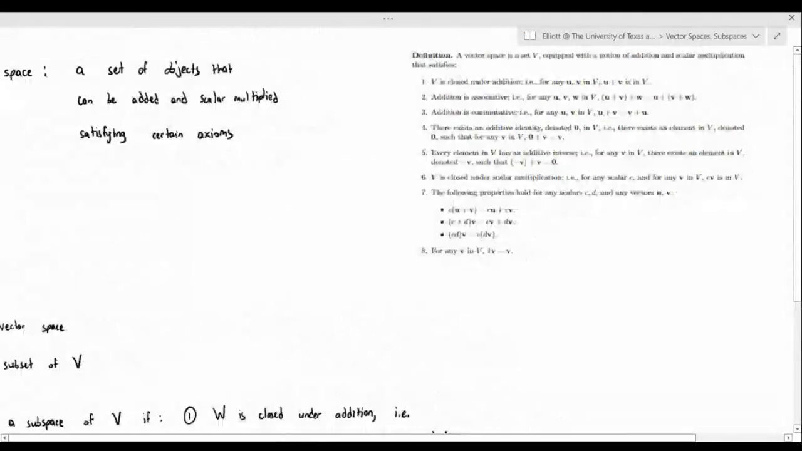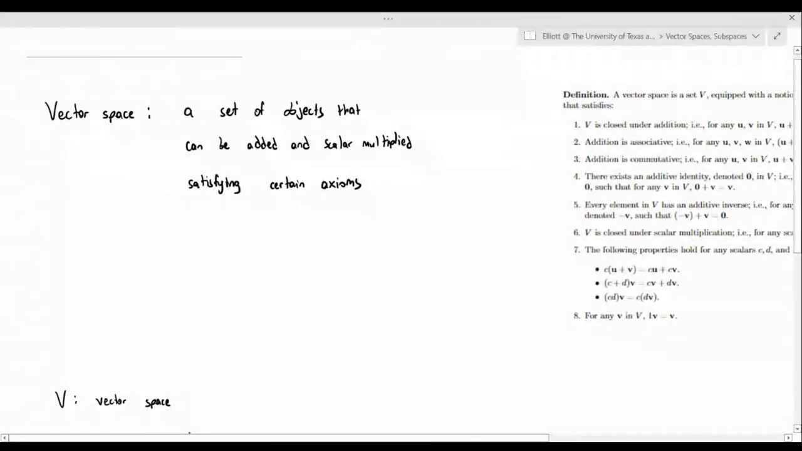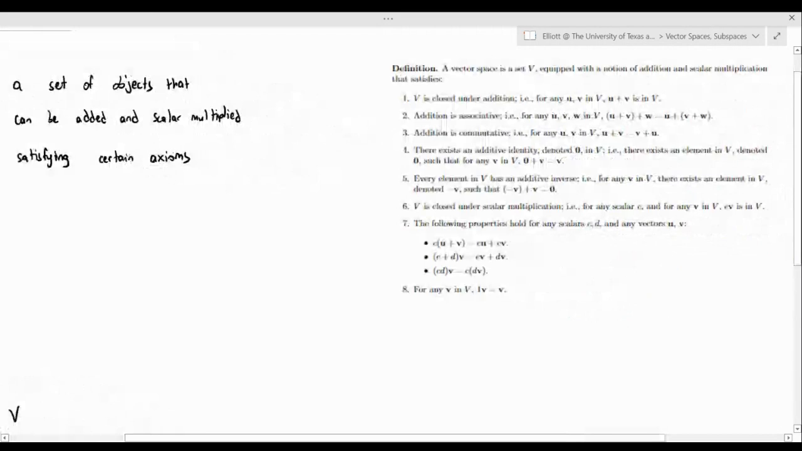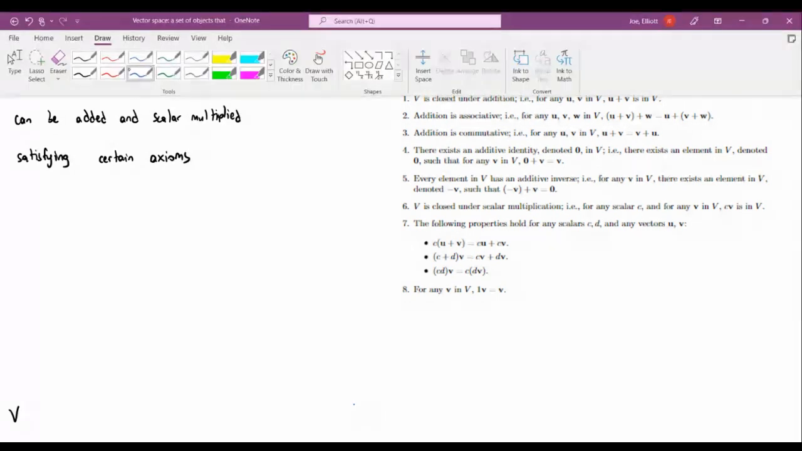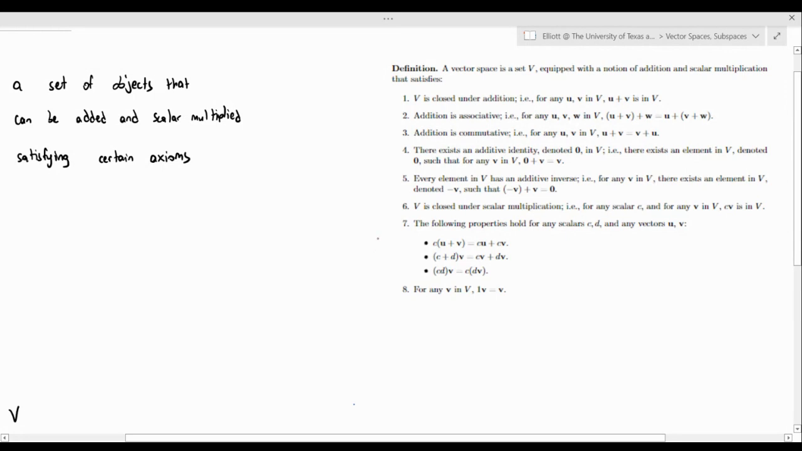Okay, so we'll talk a little bit about vector spaces and subspaces. A vector space is a set of objects that can be added and scalar multiplied. A vector space has to satisfy certain axioms. You might remember a giant list of axioms for a vector space. Here I've listed some of the axioms written out down over here. I don't think you need to memorize the vector space axioms, but I did list them here for completeness.